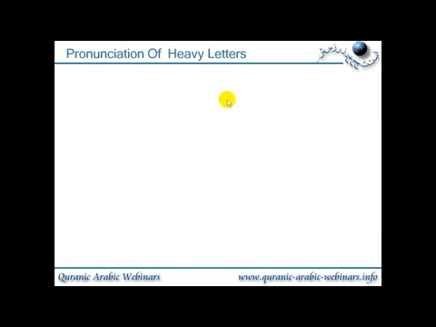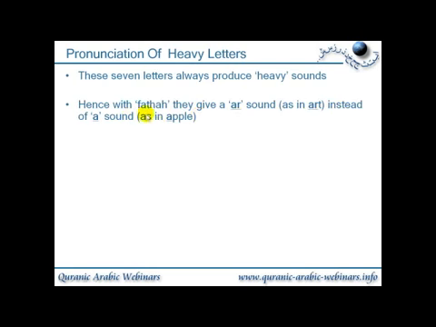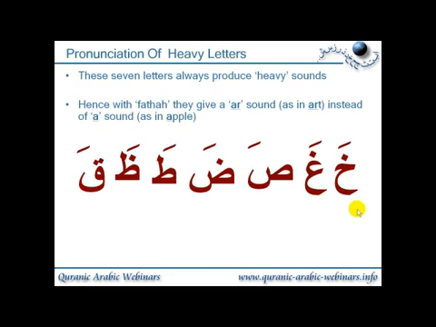So pronunciation of heavy letters. These 7 letters always produce a heavy sound. Hence, with fatha, they give an R sound, as in art, instead of an A sound, as in apple. So we'll just go through these 7 letters. So we have kha, gha, sa, da, ta, dha, and qa.